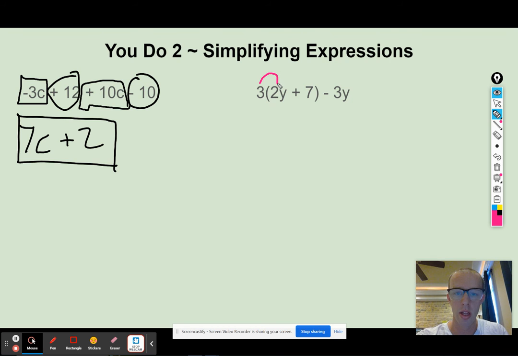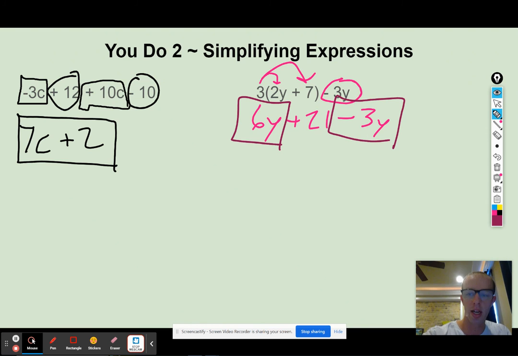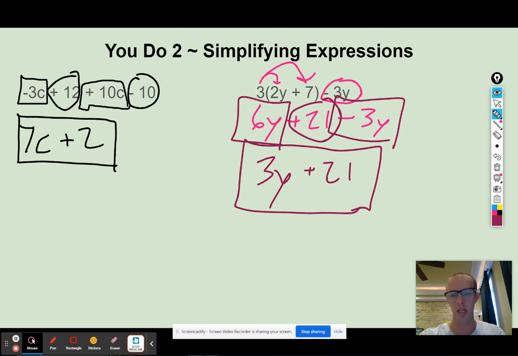Over here, I'm going to distribute. 3 times 2y is 6y. 3 times 7 is positive 21. This negative 3y is not inside the parentheses, so it does not get the distribution. I can just simply drop it down. And then I combine my like terms. I have a 6y and a negative 3y. Those combine for a positive 3y. 6 minus 3 is positive 3. And this plus 21 can simply come down. And so my most simple version of this is 3y plus 21.